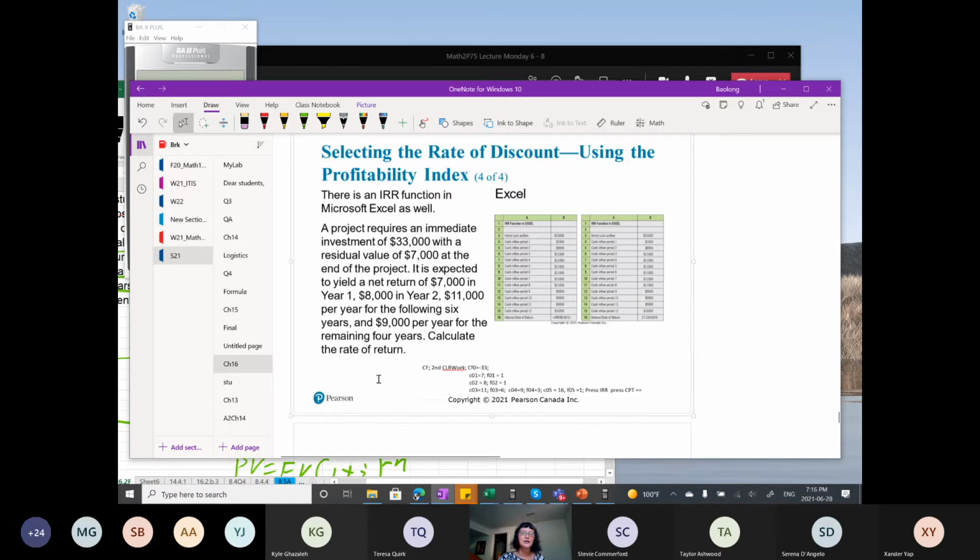A project requires an immediate investment of 33,000 with a residual value of 7,000 at the end of the project. It is expected to yield a net return of 7,000 in year 1, 8,000 in year 2, 11,000 per year for the following 6 years, and 9,000 per year for the remaining 4 years. Calculate the rate of return. Okay, that is the question.